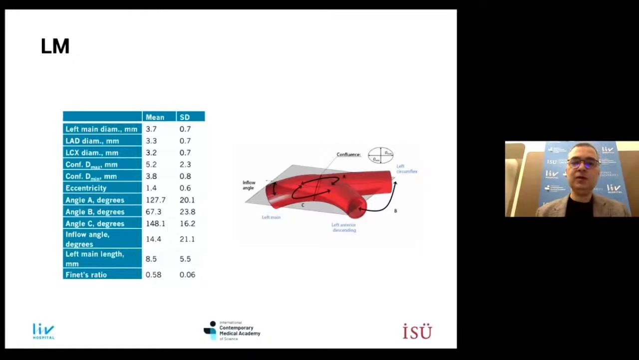We not only have the diameters, but also the angles. We have the A, B, and C angles in the bifurcation, and we usually prefer the B angle, which is the angle between the side branch and the main branch. The left main bifurcation B angle is approximately 67 degrees. These numbers come from healthy subjects, as I've told.